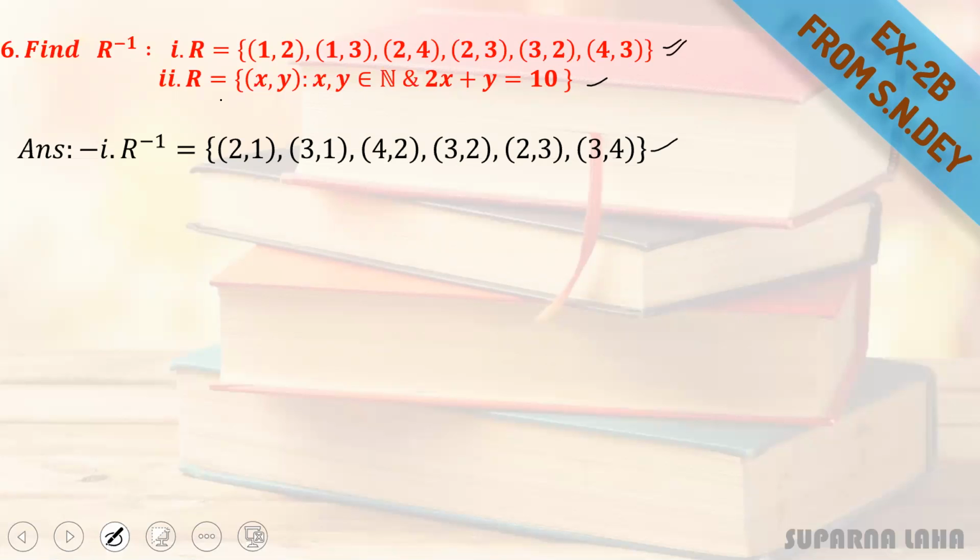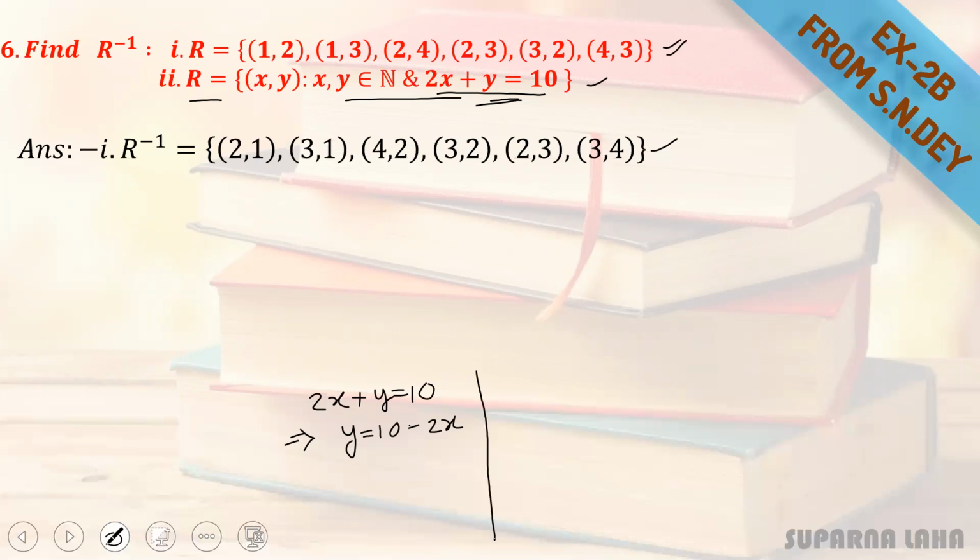But for the second, look here, the members of R are not given. It's just given in set builder form. So firstly find the elements of this R. What is given? The condition is given: 2x plus y is equal to 10. So we can write y is equal to 10 minus 2x, where x and y both belong to the set of natural numbers.